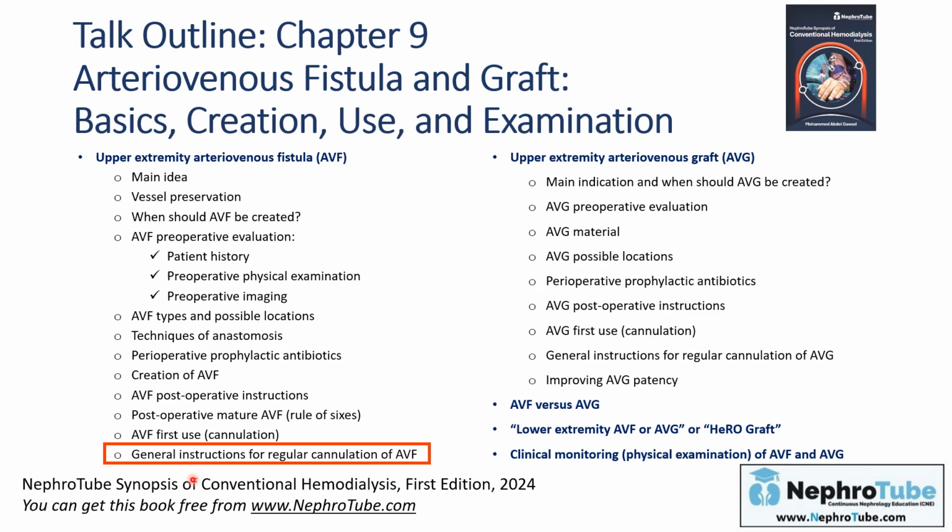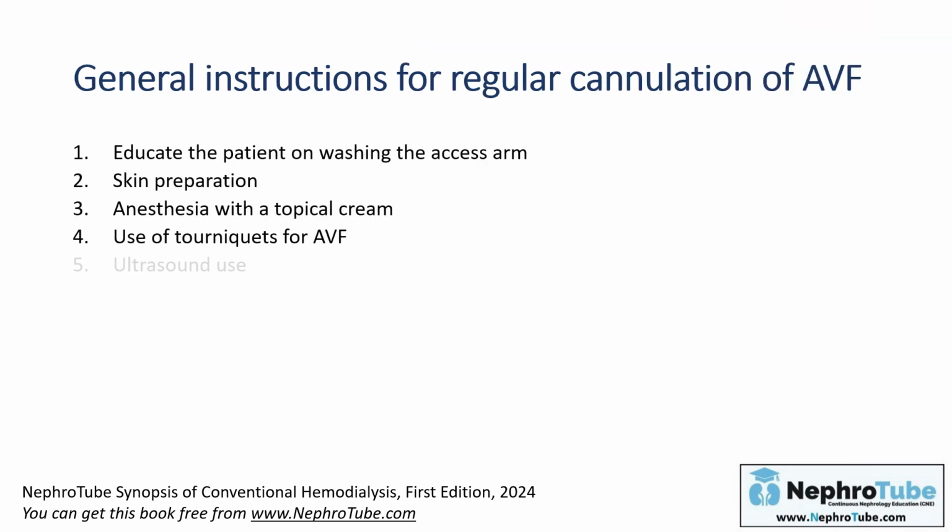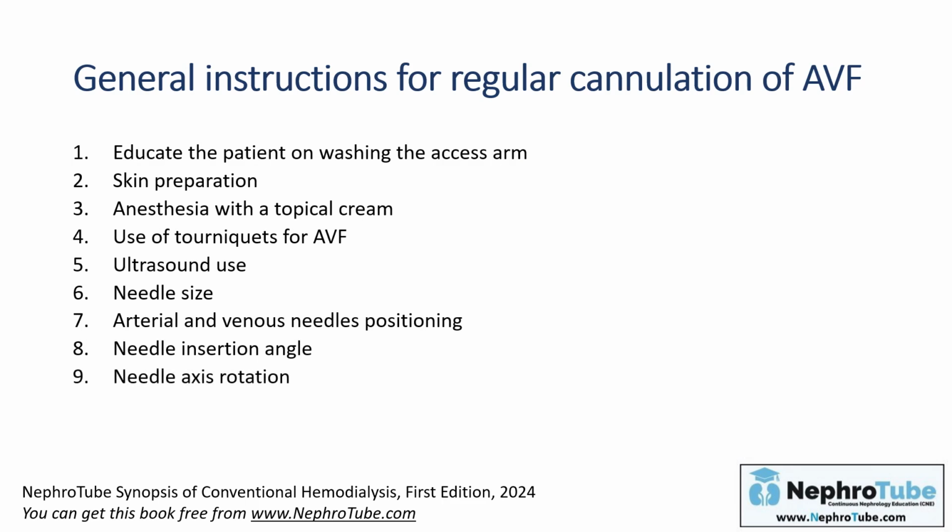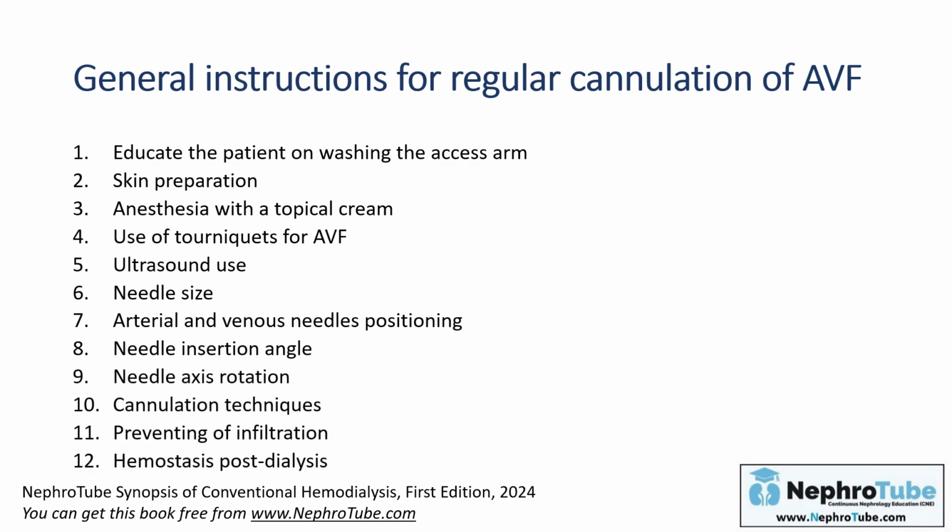So let's go through general instructions for regular cannulation. We now talked about first cannulation. What about regular cannulation in the coming hemodialysis sessions? We have 12 points to consider in regular cannulation of AV fistula. The first, you have to educate your patient on washing the access arm with antiseptic, for example by water and soap, to clean the skin before every cannulation.